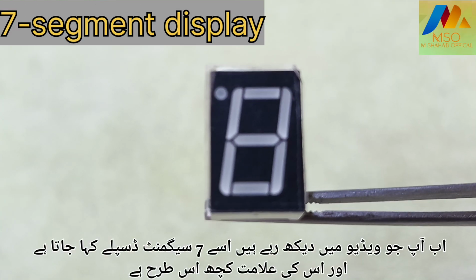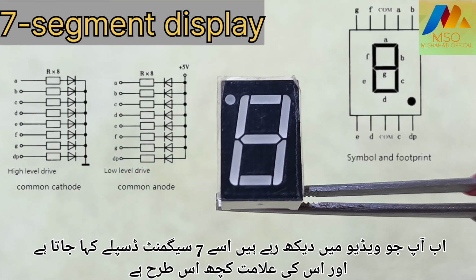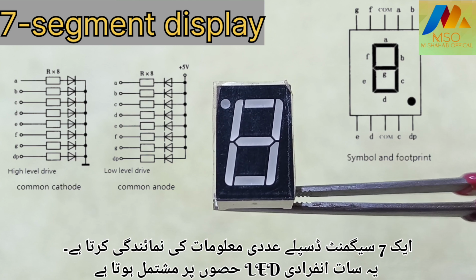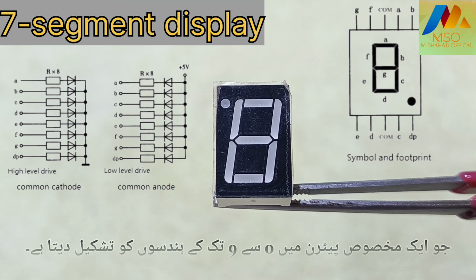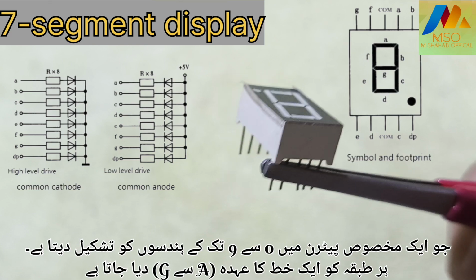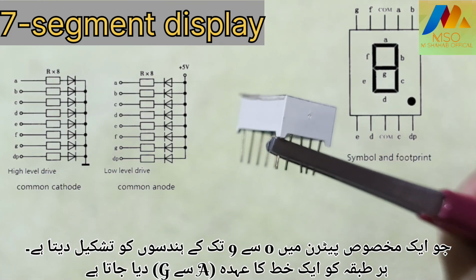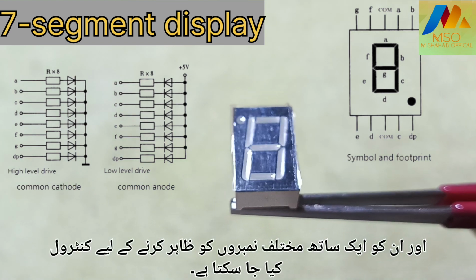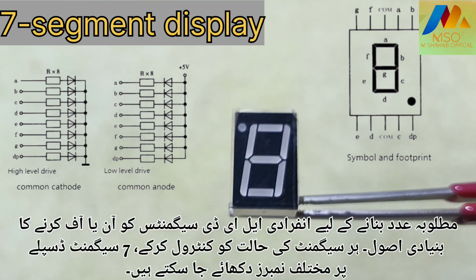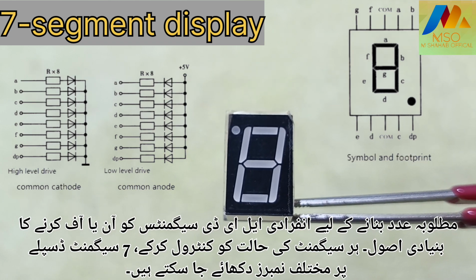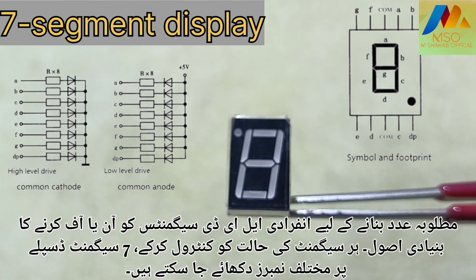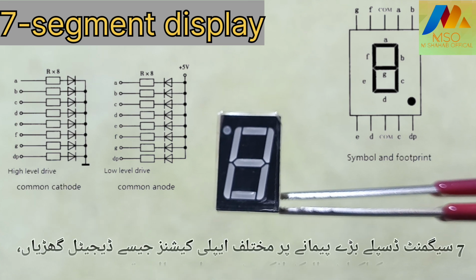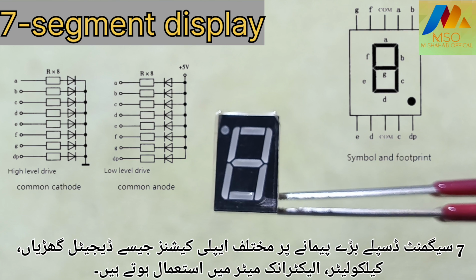A 7-segment display is used to represent numeric information. It consists of 7 individual LED segments arranged in a specific pattern to form numerals from 0 to 9. Each segment is given a letter designation, A to G, and together they can be controlled to display different numbers. The basic principle is turning on or off the individual LED segments to create the desired numeral. By controlling the state of each segment, different numbers can be displayed on the 7-segment display. 7-segment displays are widely used in various applications such as digital clocks, calculators, electronic meters.